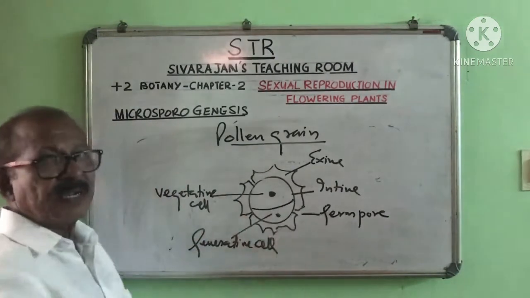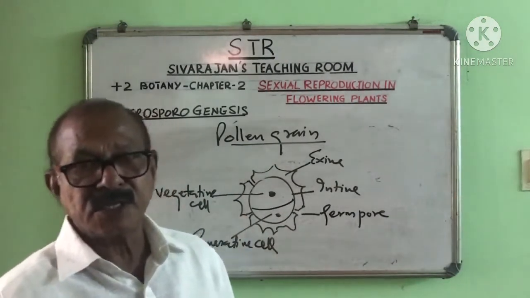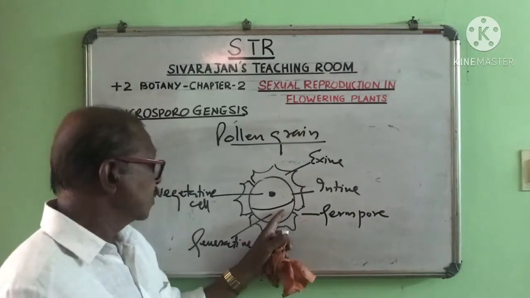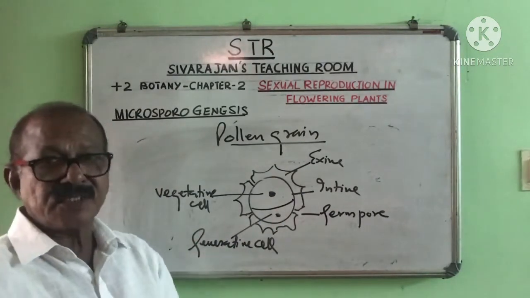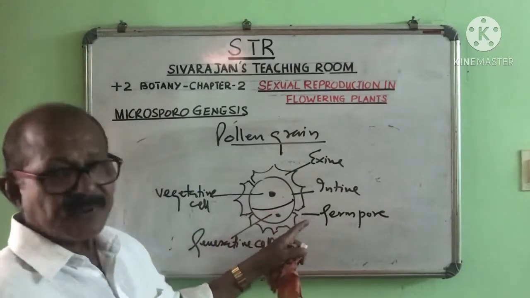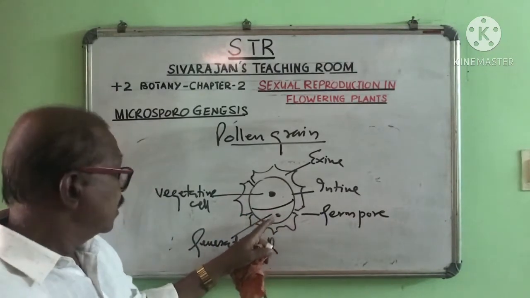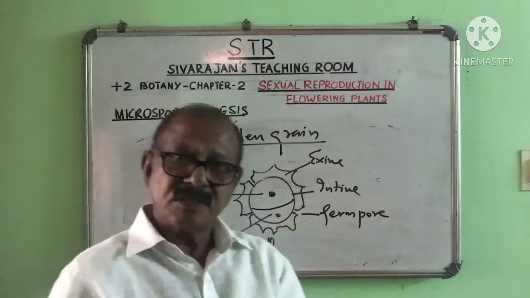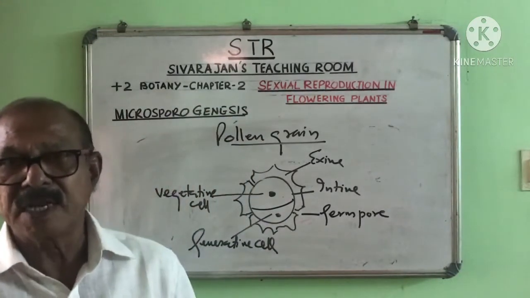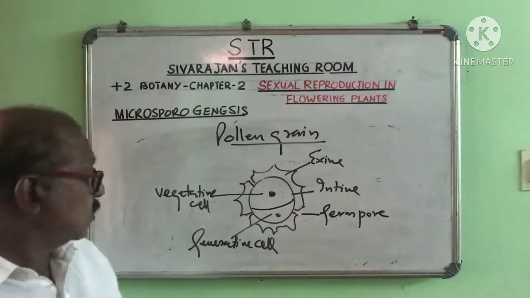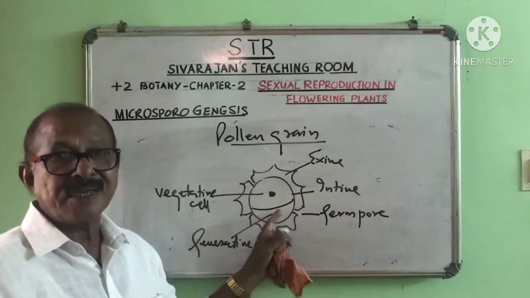The remaining 40% are in the 3-celled stage. After release from the anther, the generative cell divides mitotically into 2 and it becomes a 3-celled stage, and these 2 cells are the male gametes.